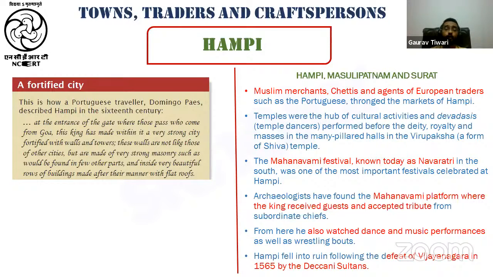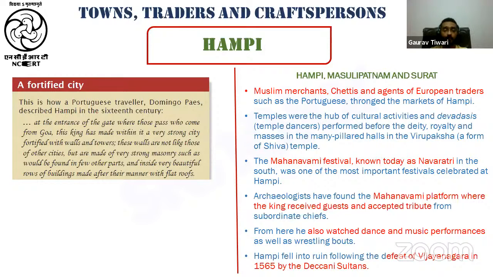Apart from that, we read that it was also a cultural hub. Temples were the hub of cultural activities in the medieval time. And Devdasis, what are Devdasis? The slaves in the temple, not exactly slaves, but in ancient time they were slaves, while in modern time they were the dancers, the temple dancers. They performed these dances before the deity, the royalty, as well as the masses in many pillared halls. What is this many pillared hall? This is nothing but the mandapa in the Virupaksha temple. We are talking about Hampi, so this Virupaksha temple, that is a Shiv temple, was located in the city of Hampi.